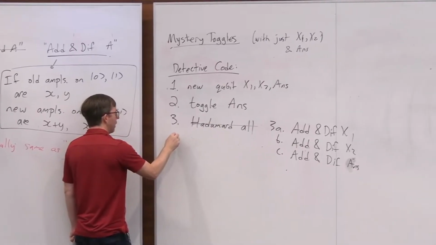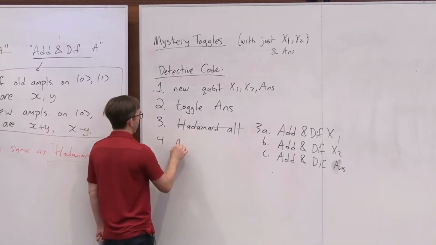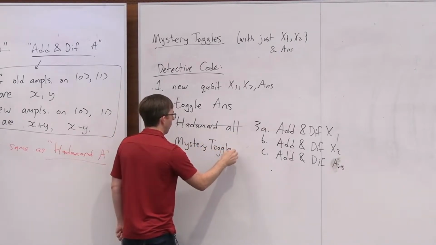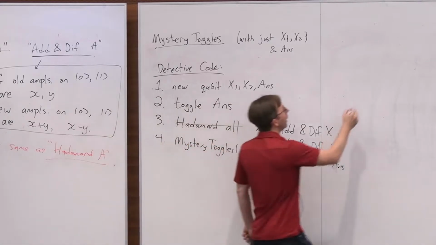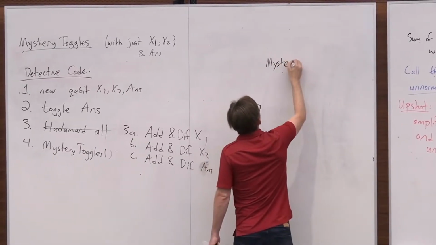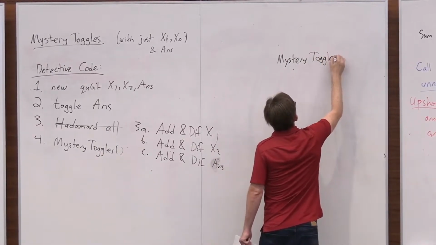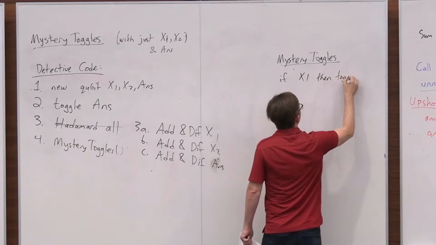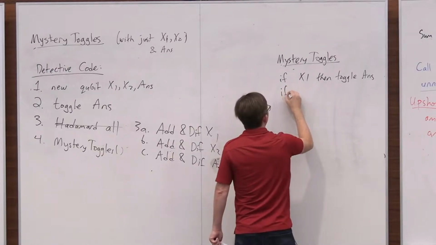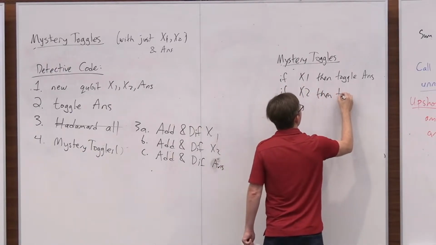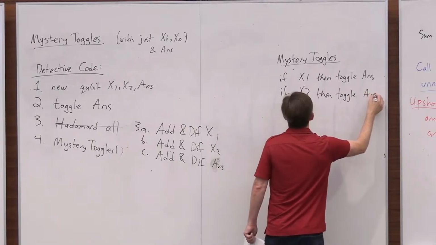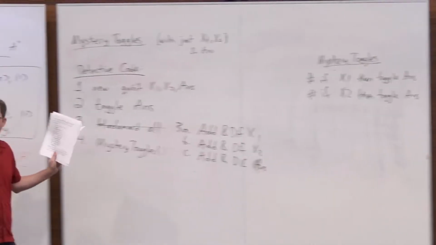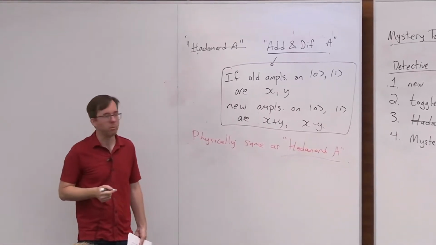Okay, then the next thing we did was, this is where we made the call to mystery toggles. Mystery toggles, if you will. And over here, there are 4 possibilities for it. It might have if x1, then toggle ants. And it might have if x2, then toggle ants. But also maybe some of these are commented out. So any subset of them could be commented out, and therefore there are 4 possibilities for what it could be.